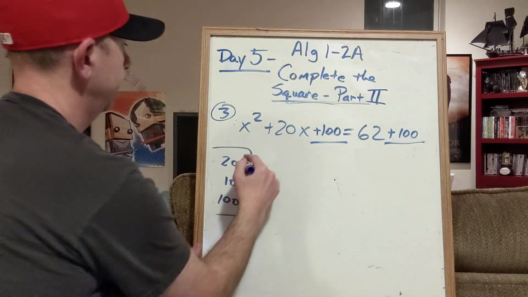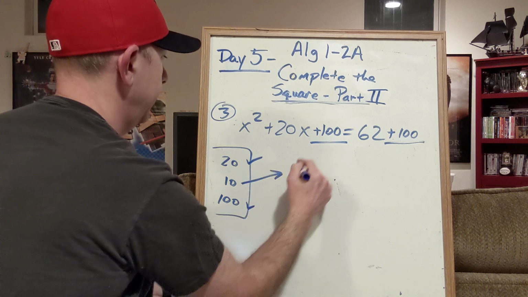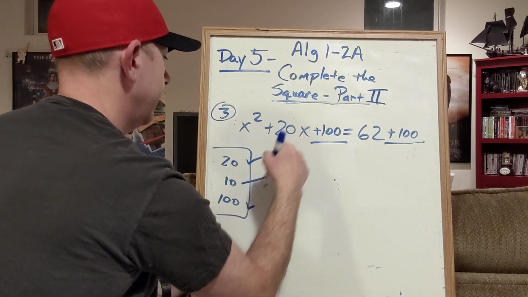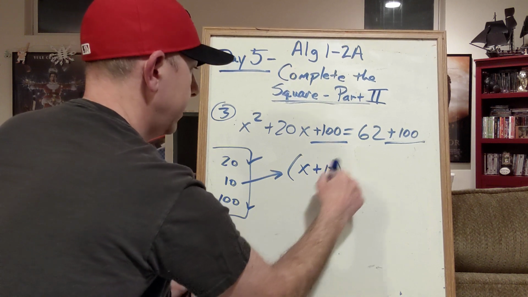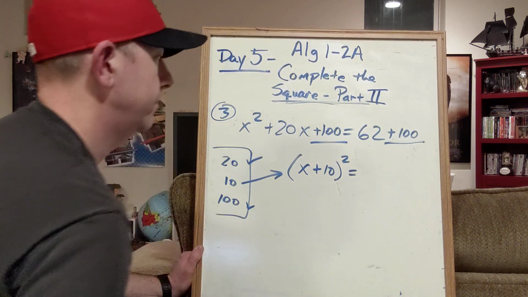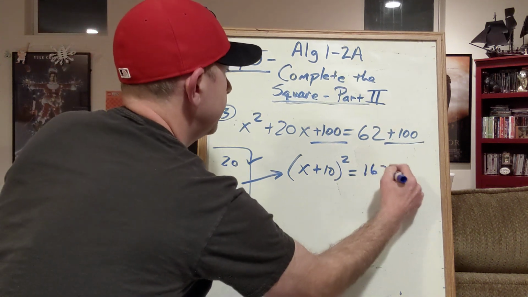So we've used the 20 to get us started, the 100 we filled in the blank, so the 10 is going to be factors of 100 that combine to 20, are 10 and 10, so we account for the 2 10s by making it squared, because it would be x plus 10 times x plus 10. Over here we get 162.